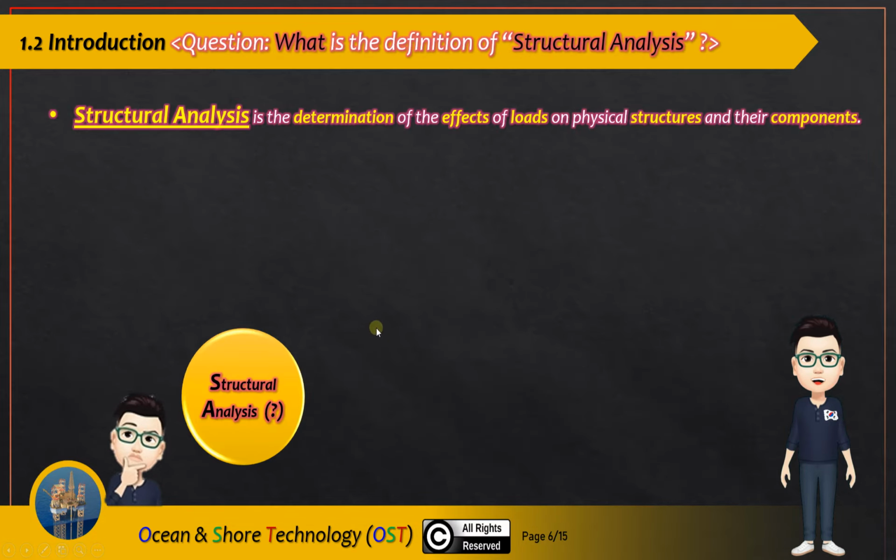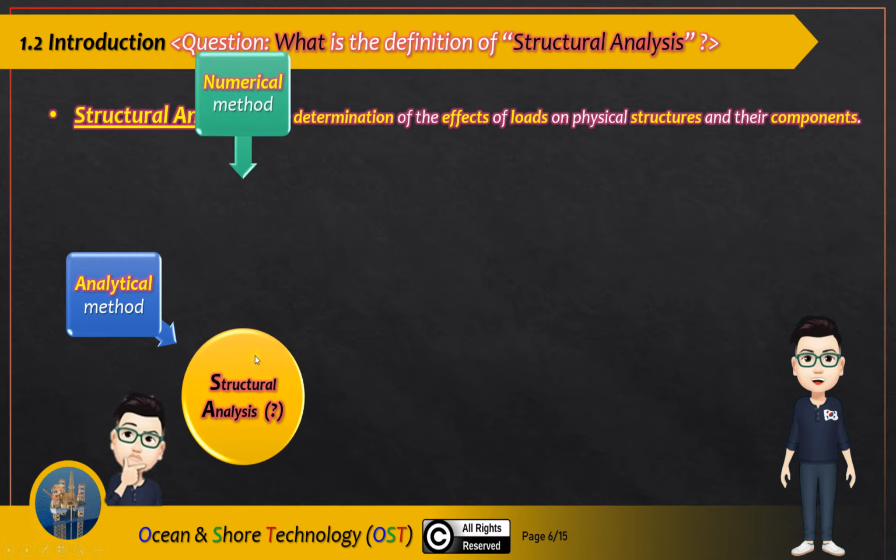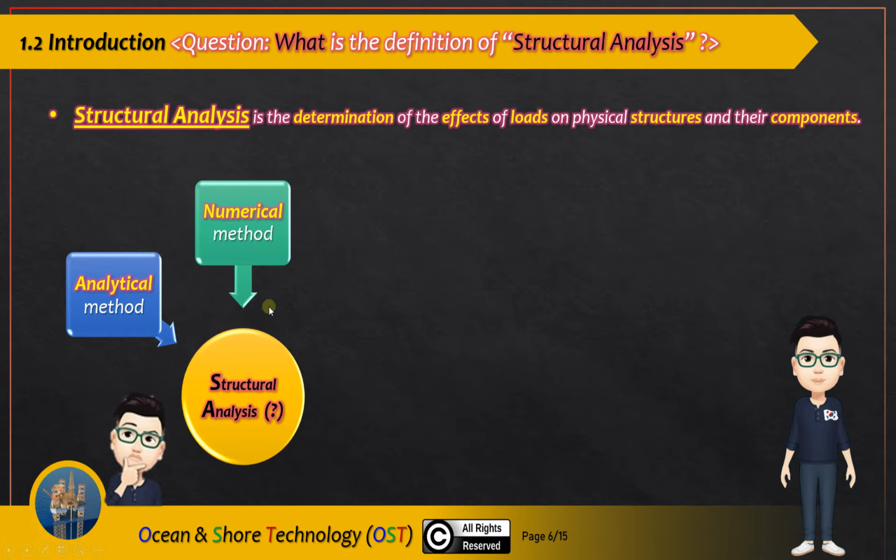So what is structural analysis and how do we do it? It is the determination of the effects of loads on physical structures and their components. Let's focus more on how to do it. Basically there are three types of methods. First is the analytical method, which gives us the absolute solutions, but at the same time we can focus on the numerical method.